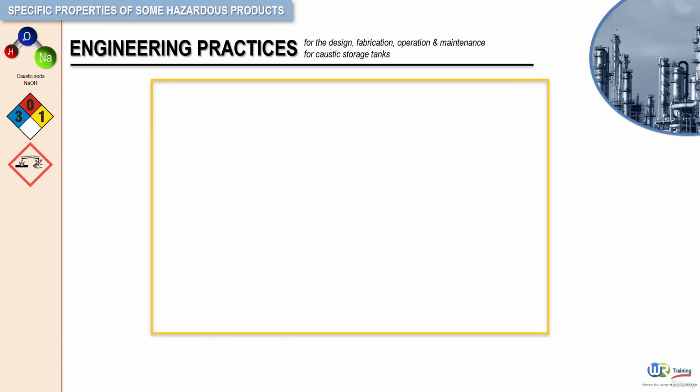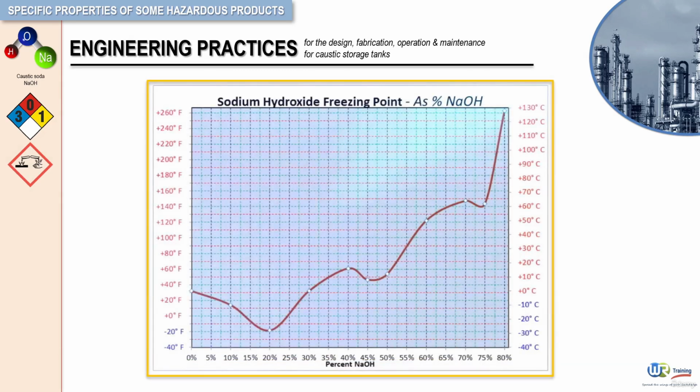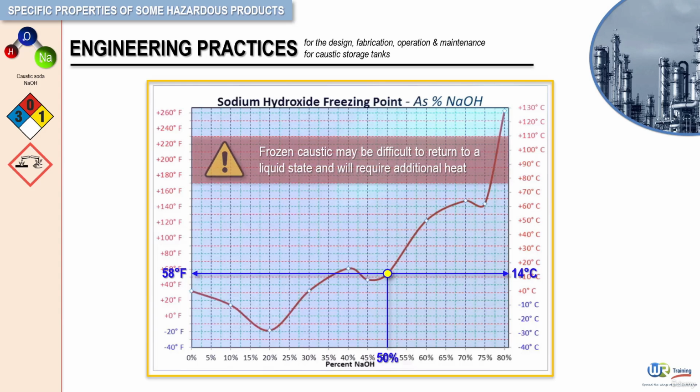Now, the figure that you can see on screen depicts the freezing point of sodium hydroxide as a function of caustic concentration. As seen here, 50% sodium hydroxide solution freezes below 58 degrees Fahrenheit. As a result, 50% caustic should be stored in a heated building or in heated equipment. Keep in mind, frozen caustic may be difficult to return to a liquid state and will require additional heat. Outdoor storage tanks are insulated and heated with steam or electric heaters to keep the caustic from freezing.